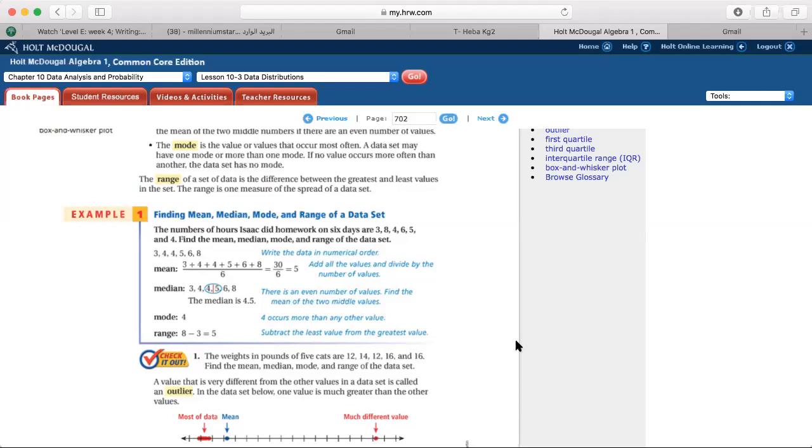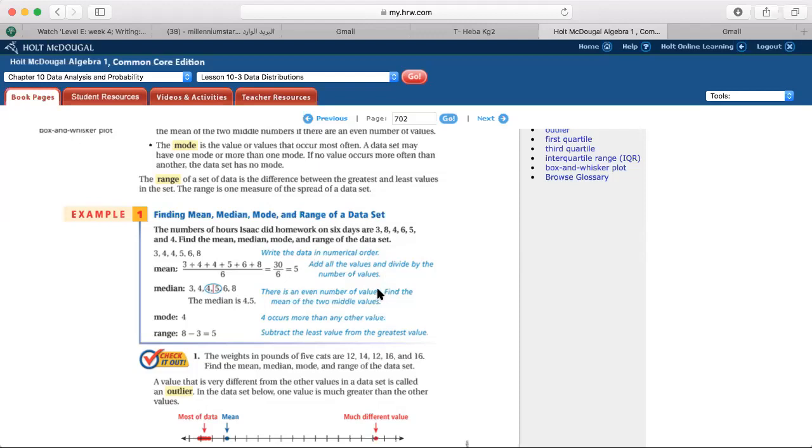The numbers of hours Isaac did homework on 6 days are recorded. So there is a boy called Isaac, doing his homework, and he is recording how many hours he does homework on 6 days: 6 hours, 8 hours, 4 hours, 6, 3, and 4. Find the mean, median, mode, and range. The first step is to write the data in numerical order. Numerical order means from least to greatest.